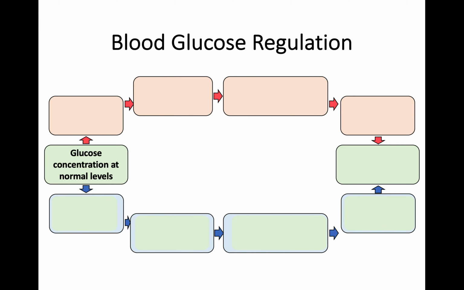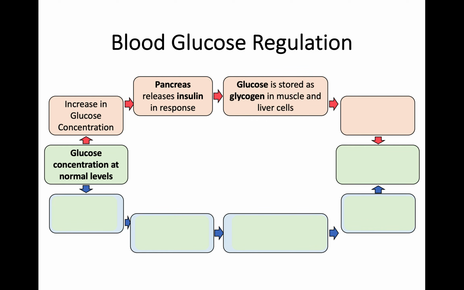To go through this process in a little bit more detail, we'll start off with your glucose concentration at normal levels in your blood, which is what you're wanting to have. You're wanting to always come back to that normal level. If your blood glucose level was to go up, then your pancreas is going to release insulin in response. So that hormone insulin is released by your pancreas in response to your blood glucose levels going up.